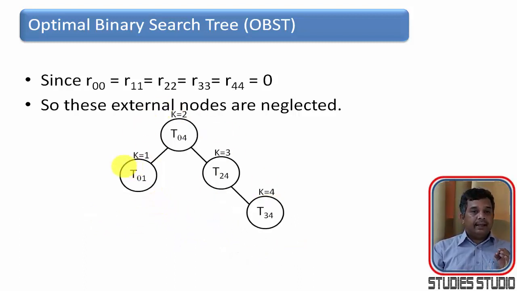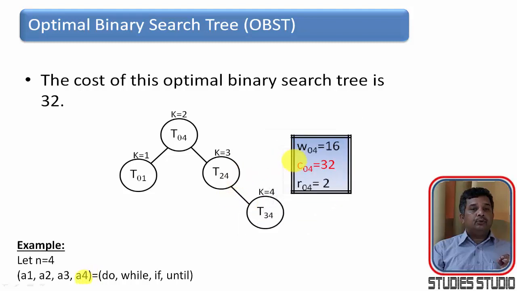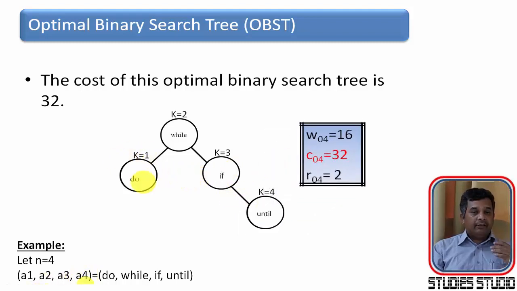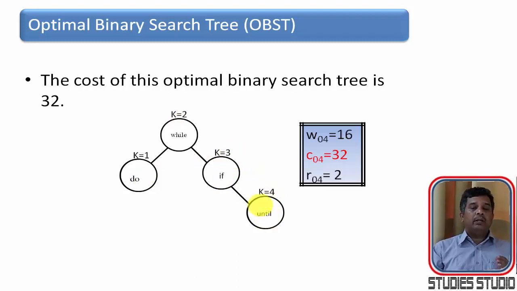Now you can see k equal to 1, k equal to 2, k equal to 3 and k equal to 4. So for these data, we can write do, while, if and until. If you remember the question, in the question we have the first data as do, second data as while, third data as if, and fourth data as until. So based on the k value, I need to write the data here. So this is how we are going to have our optimal binary search tree with searching cost as 32.